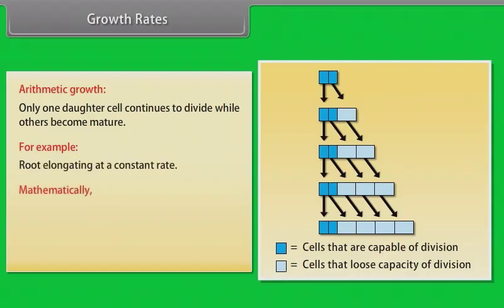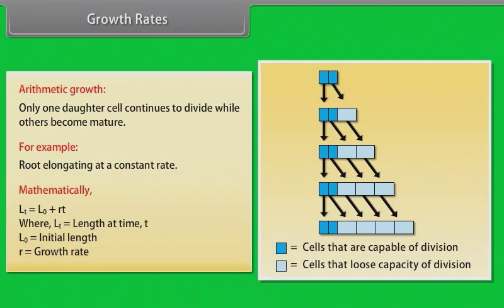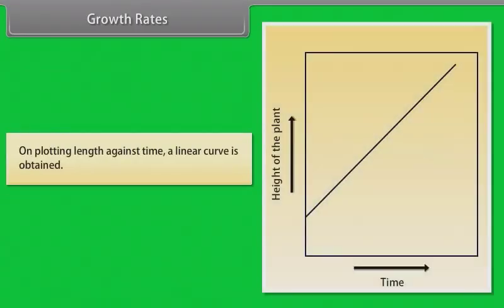Mathematically, Lt is equal to L0 plus rt, where Lt is equal to length at time t, L0 is equal to initial length, r is equal to growth rate. On plotting length against time, a linear curve is obtained.